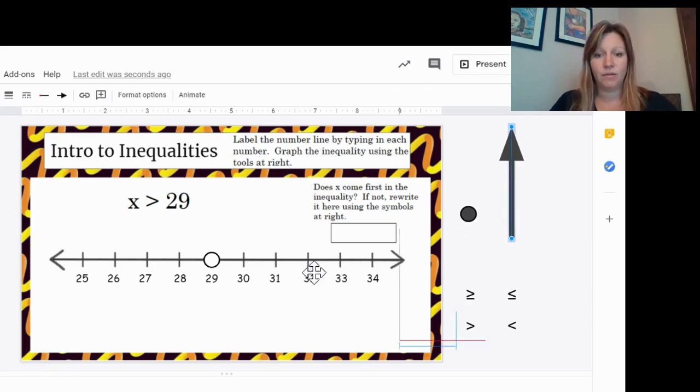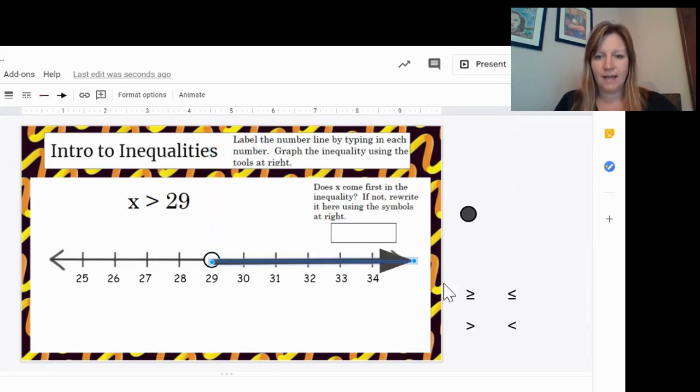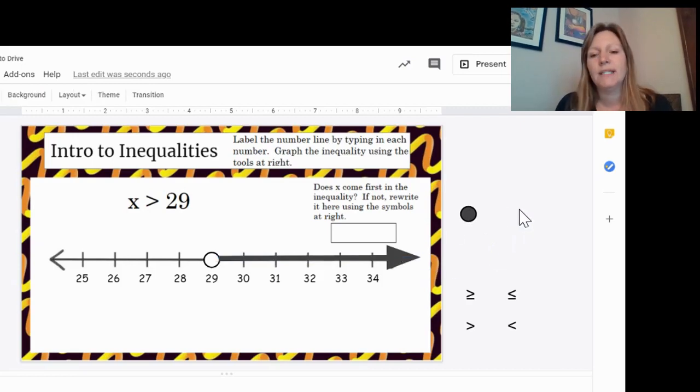So I'm going to use my arrow tool and put it in the middle of the circle, and then you can adjust it so that it goes the correct way. I'm going to scoot it over to the end of that circle. I do want it to touch the circle. Okay, so this is what the inequality would look like if I graphed it. This shows that x can be any number bigger than 29. So again, it can be 30, 31, 32, 100, 100.5. Any of those numbers would be acceptable answers, but this is how you graph the inequality.